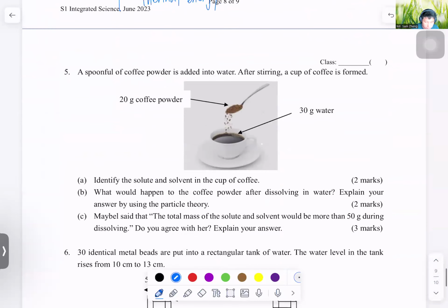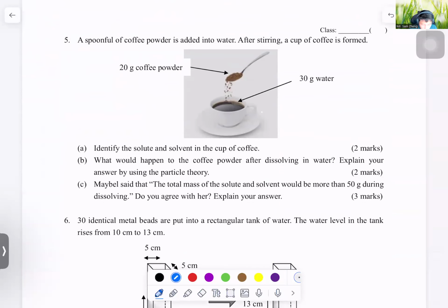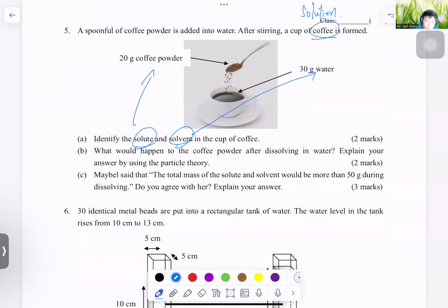Next, for question number 5, a spoonful of coffee powder is added into the water. After stirring it, a cup of coffee is formed. In this case, the solute is definitely the coffee powder, the solvent would be the water, and they form the solution. So the coffee would be the solution. What will happen to the coffee powder after dissolving in water? Explain your answer by using the particle theory.